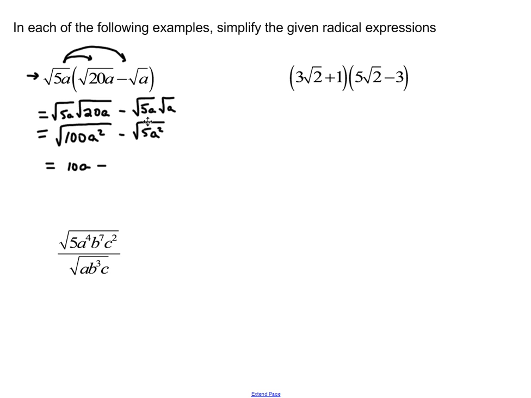And in the second radical, the square root of 5a squared, only a squared is the perfect square. We would leave 5 under the radical, and since there are no more like terms, there's nothing else that we can do to combine or simplify this expression, and so we're done.